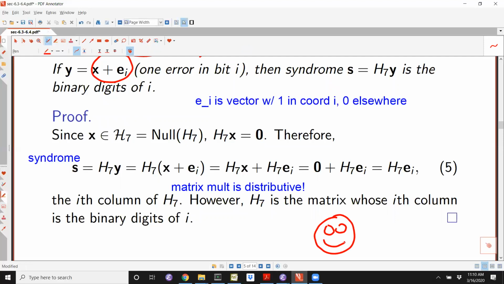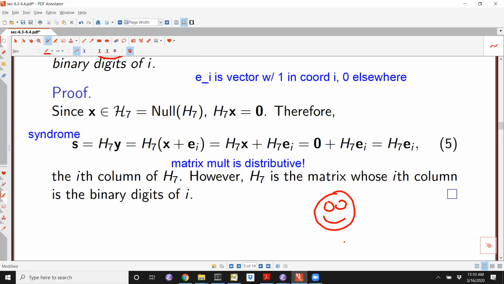I think that deserves a smiley face. I think that's a pretty cool thing. So yes, there you go, Than. I'm not sure how convincing that is, but that really is a proof that no matter where we make the error, and whether we change from 0 to 1 or 1 to 0, the same thing will happen. And magically, the syndrome will tell us in which position the error occurred. Ha!